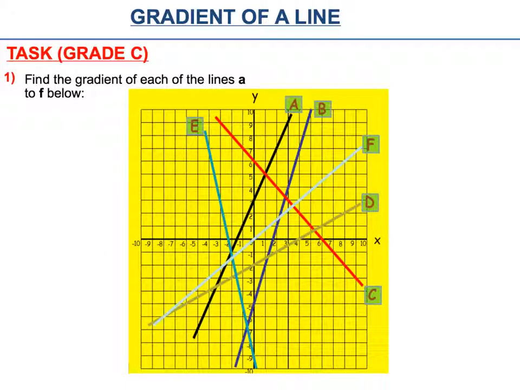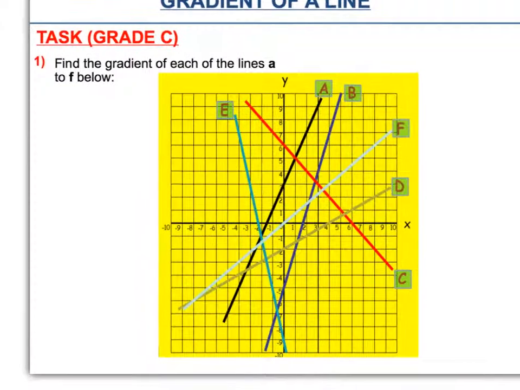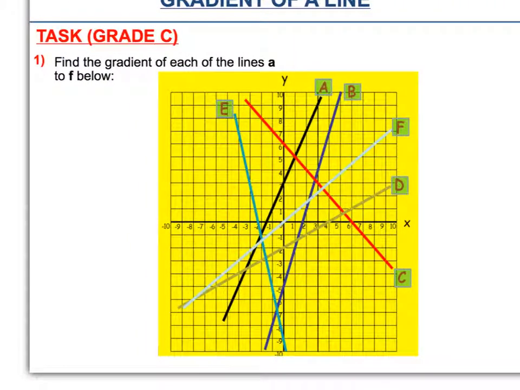Here's a number of questions. Have a go and see if you can find out the equation of these lines. This is actually B grade work, I do apologise. That says grade C. Finding the gradient is grade C, but finding the equation of the line is B grade work. Please pause the video and I will give you the answers when you press play.